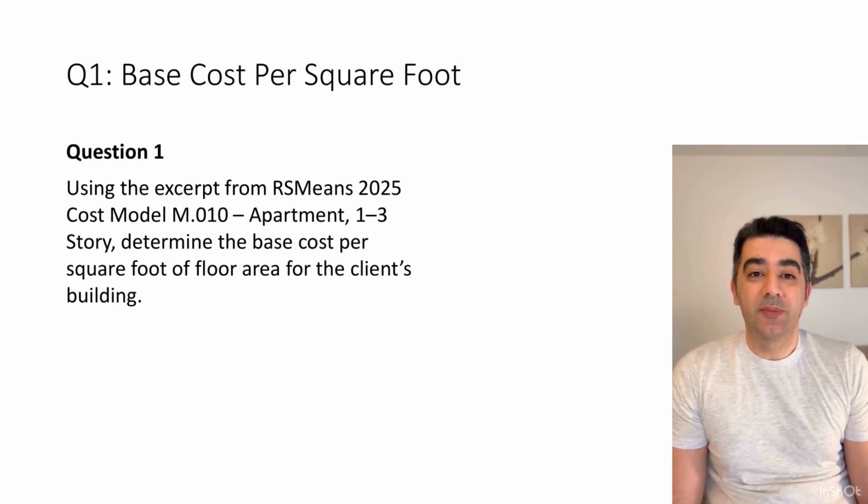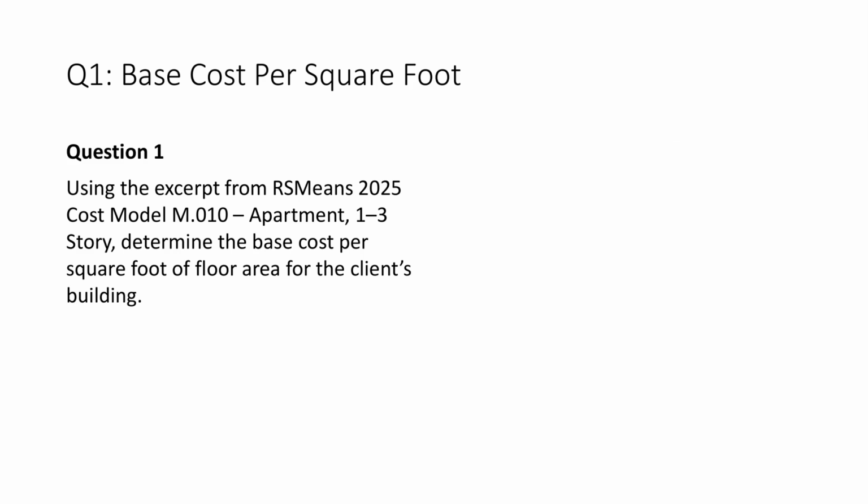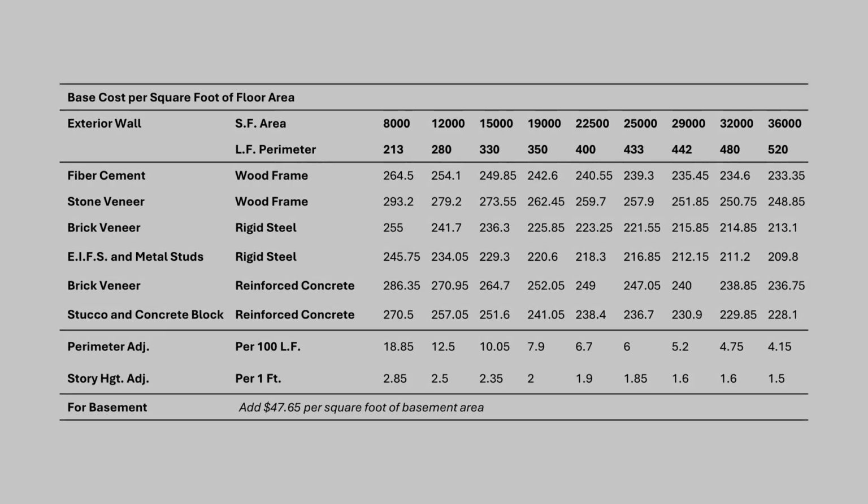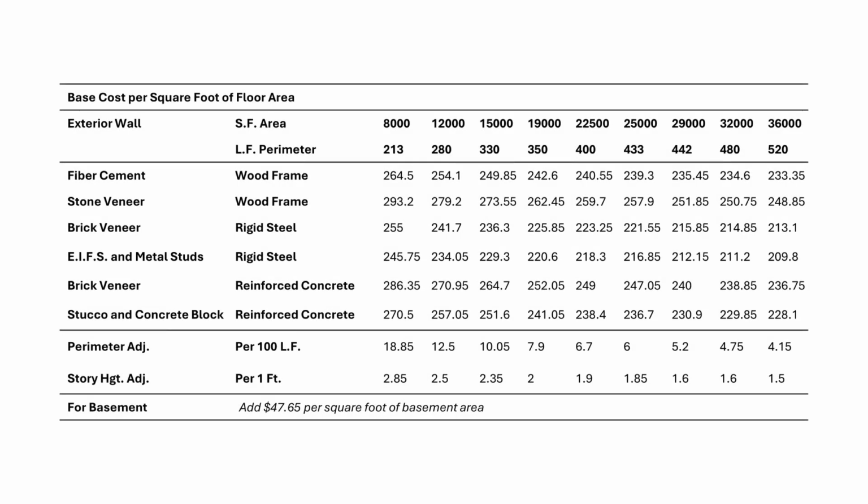Question 1. Determine the base cost per square foot using RSMeans Model M010 apartment 1 to 3 stories. The next slide presents the RSMeans parametric table that supports this base cost per square foot. On this slide, you see the RSMeans parametric table.